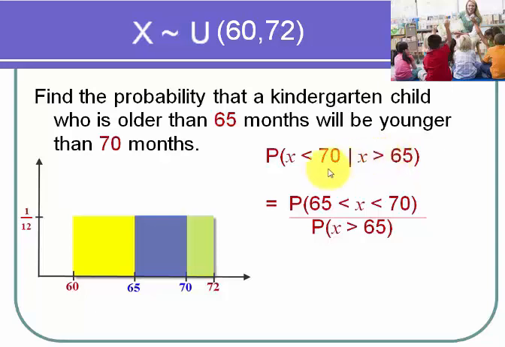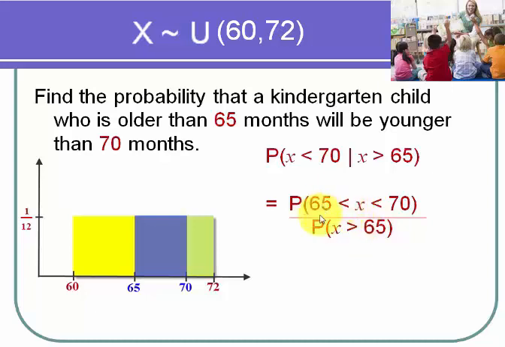So A and B means we're both less than 70 and greater than 65. That means we're between 65 and 70. So that's the probability that X is greater than 65 and less than 70, the probability that X is between 65 and 70, divided by the probability of B, or the probability that X is greater than 65. So now I compute both of these probabilities by finding the area under each of the curves.